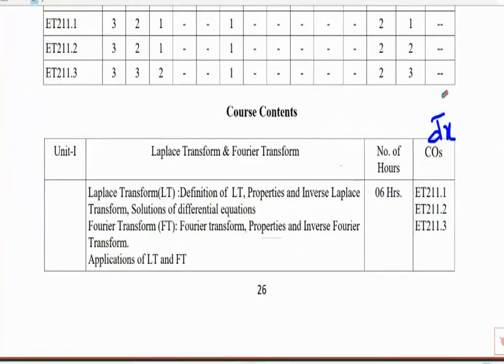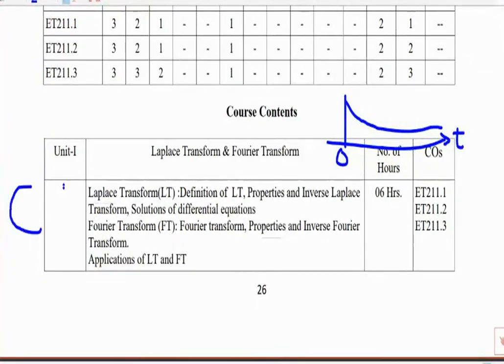Continuous means the signal which is present for all time. So this is one signal. This is a continuous signal. It is present for all instants of time, from 0 onwards. So it is a continuous time signal. So Laplace transform and Fourier transform are used for CT. CT means continuous time signals.